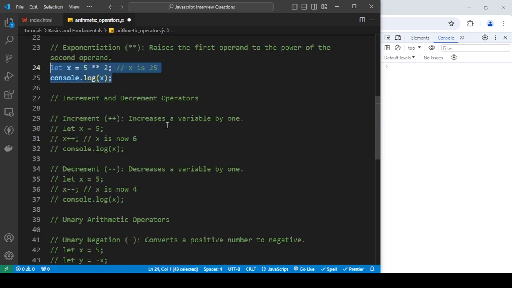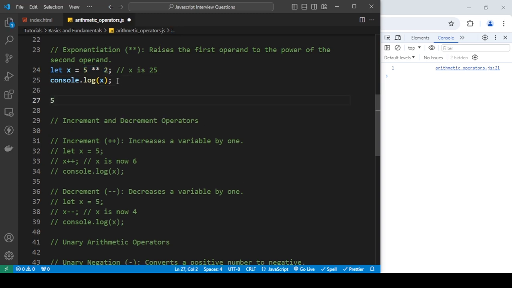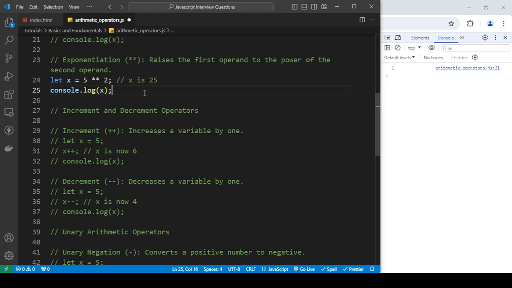Let's go into this one. This is exponentiation, which is basically, you know how you used to calculate something raised to the power of some number? So this is doing that. This is saying that this is 5 raised to the power of 2, which in your calculator you used to write something like this, and this is doing that. Let me just save this first. See, 25.